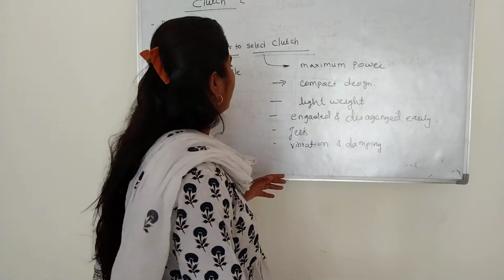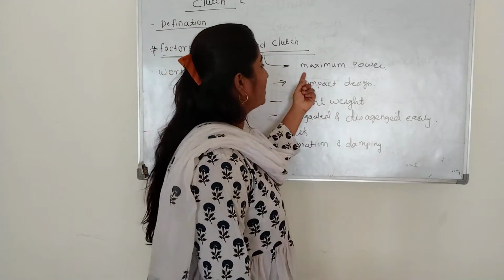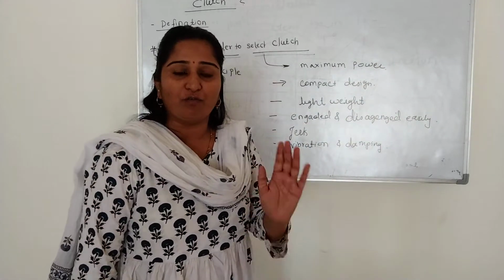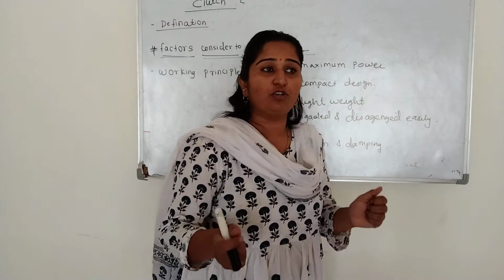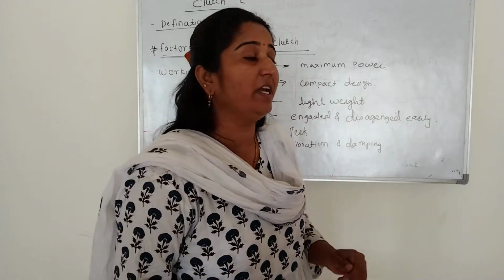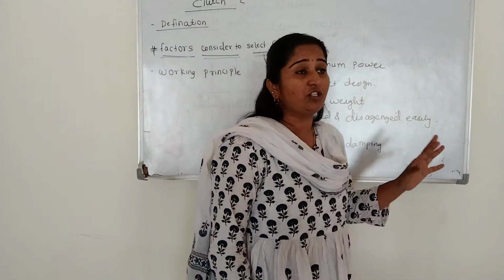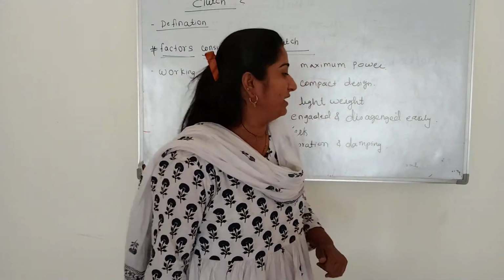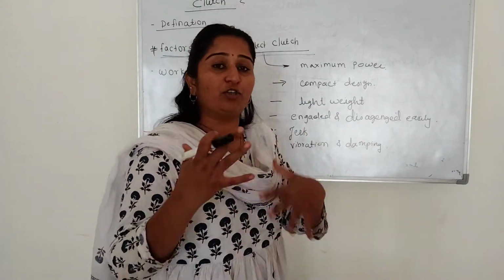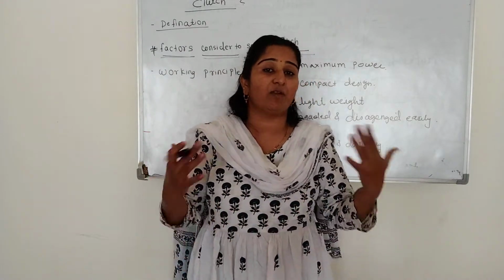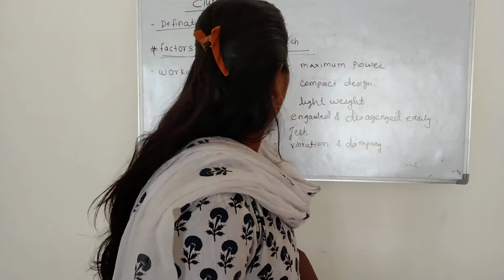Once again, the factors considered to select the clutch are: maximum power should be transmitted from one shaft to another. Compact design should be there, meaning it should not be very heavy, it should be a lightweight design. It should engage and disengage easily. And it should not provide jerk or vibration, or it should absorb all the jerks and vibration that come from the engine. These are some factors to be considered.